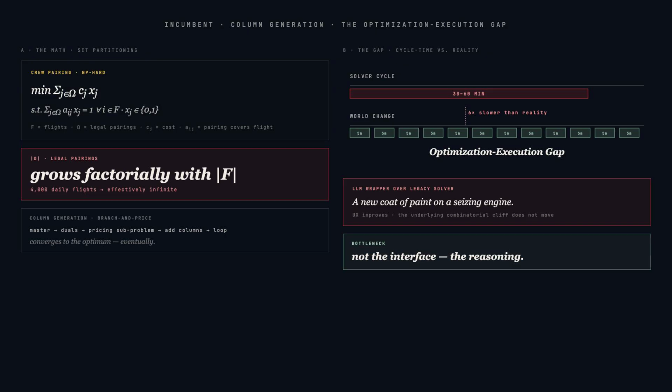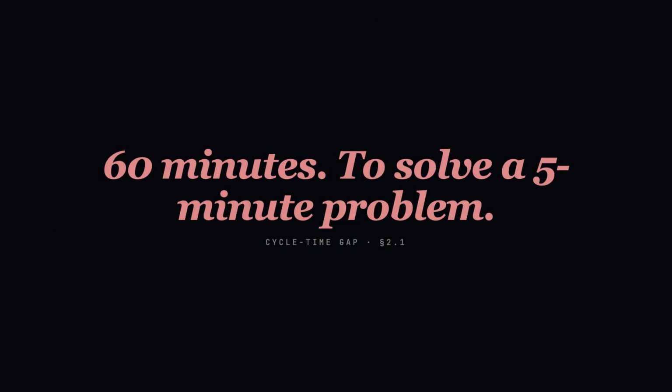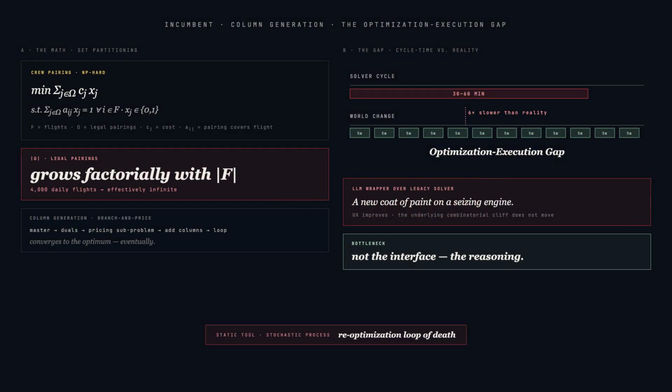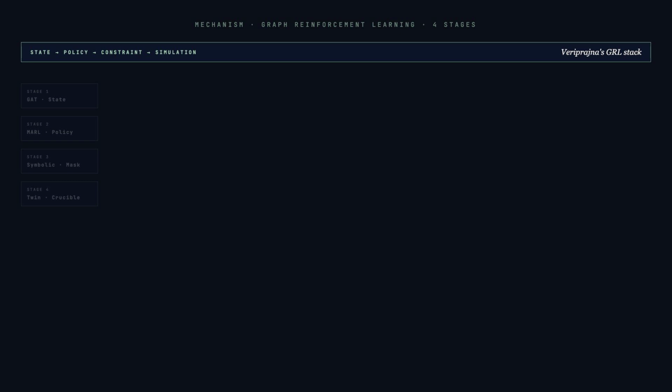This is the optimization execution gap, and no chatbot wrapped over a failing solver can talk it out of the trap. The bottleneck is not the interface. It is the reasoning. Veriprajna's answer is graph reinforcement learning.